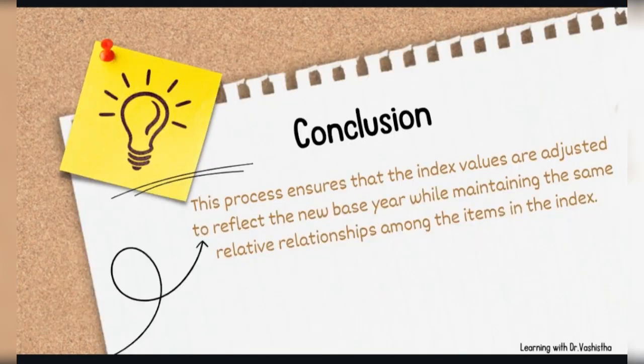So we took a very simple small example to make you understand how this is done, and this whole process just ensures that the index values are adjusted so as to reflect the new base year which we have chosen, while maintaining the same relative relationship among the items in the index.